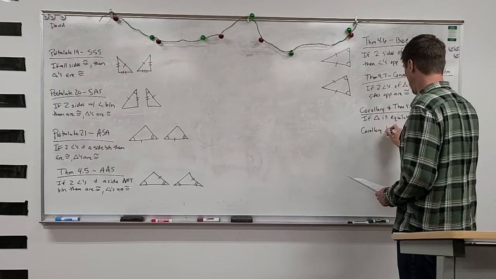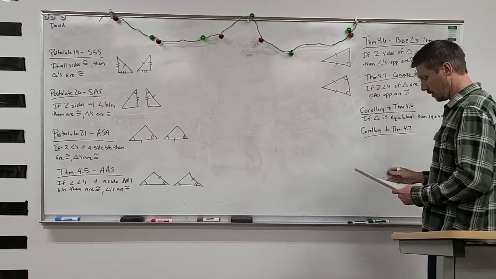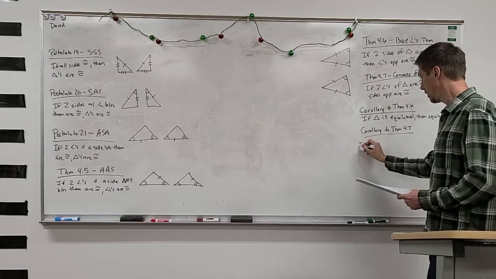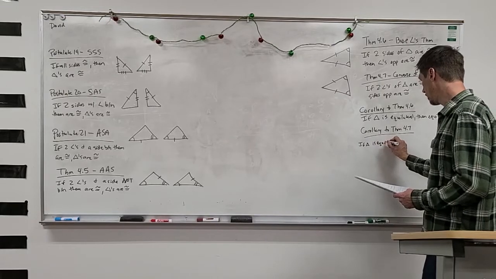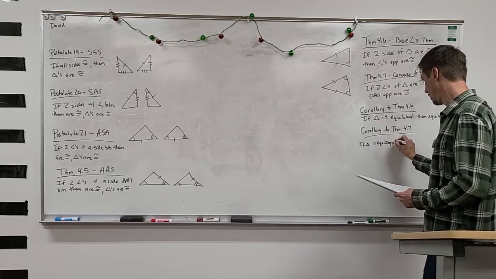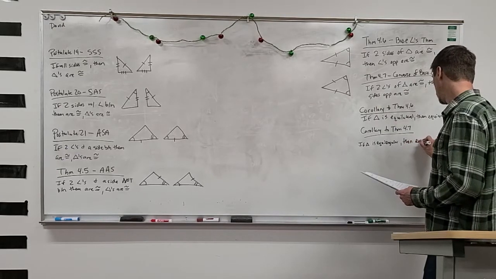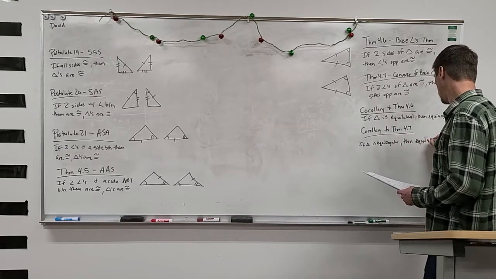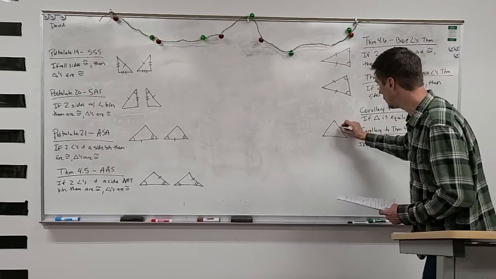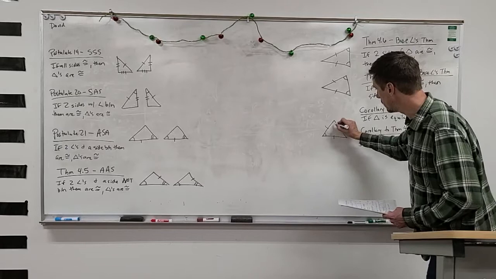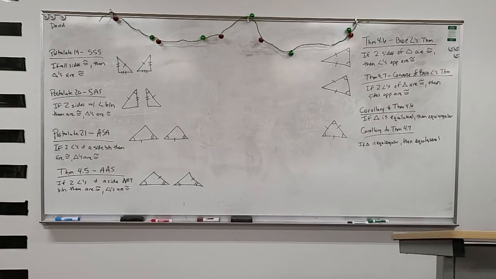Corollary. So there's a corollary also to theorem 4.7, which says the reverse. If a triangle is equiangular, then it's also equilateral. And if we want to draw a picture of that, for both of those, it would basically be this. All the angles are the same, all the sides are the same, and vice versa.